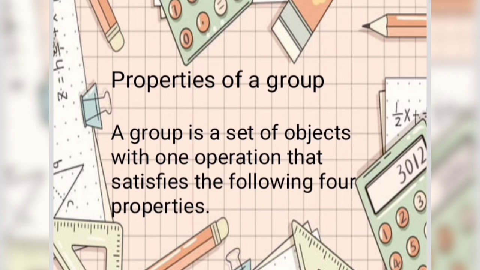Properties of a group. A group is a set of objects with one operation that satisfies the following four properties. Number 1 is the set is closed with respect to the operation. Number 2 is the operation satisfies the associative property. Number 3 is there is an identity element. And number 4 is each element has an inverse.